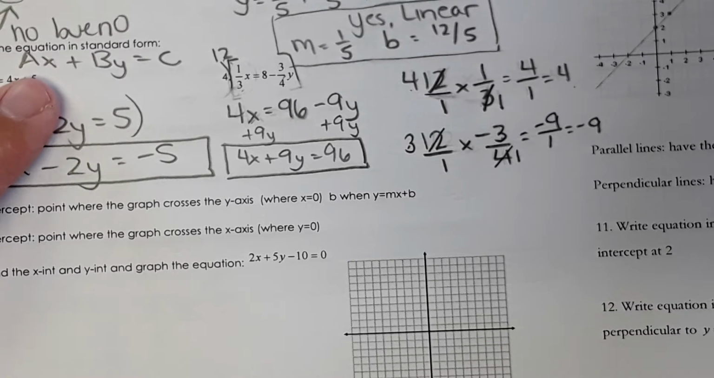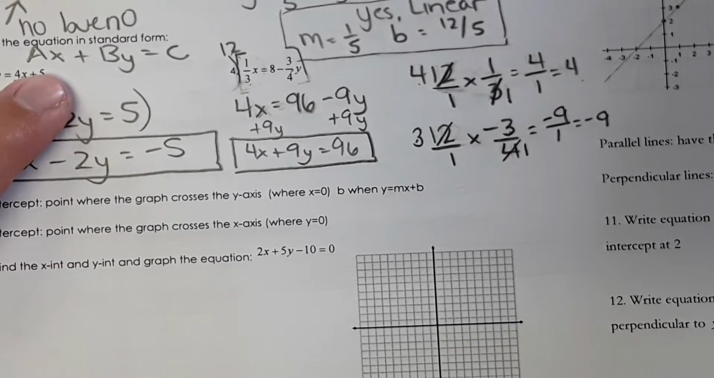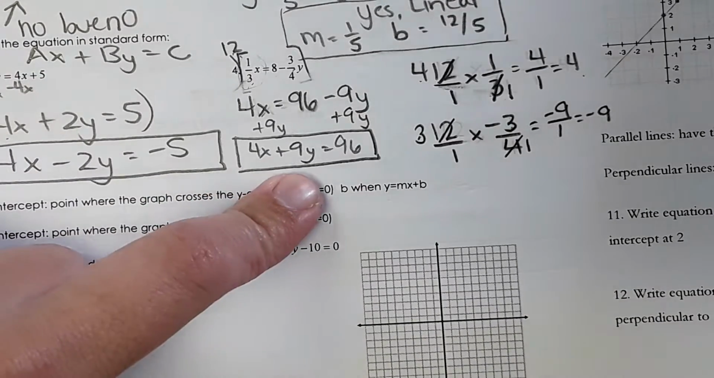Do the 4x and 9y, or the ax plus by, have to be ax plus by, or can it be by plus ax? Well, the x would have to be first. Okay. Yeah, standard form has it in alphabetical order.